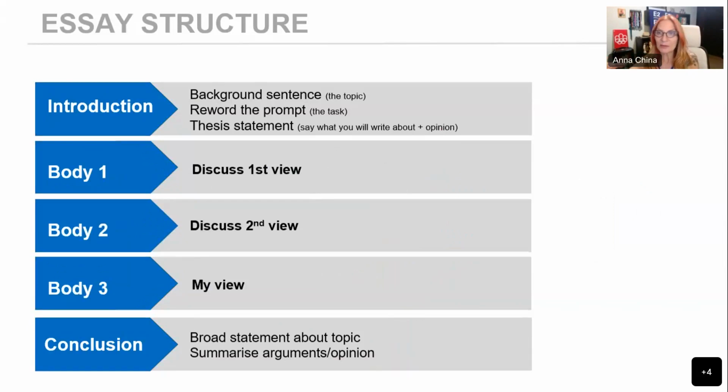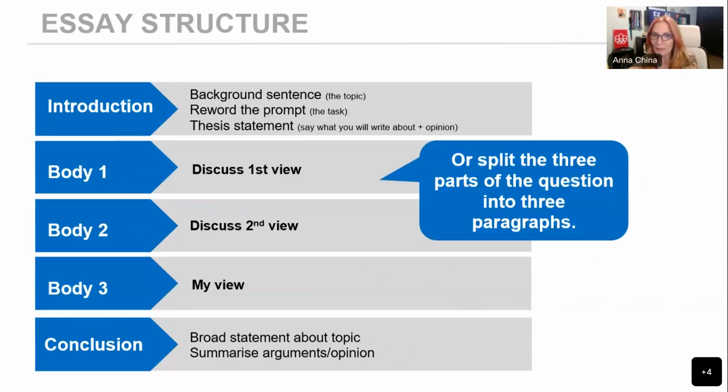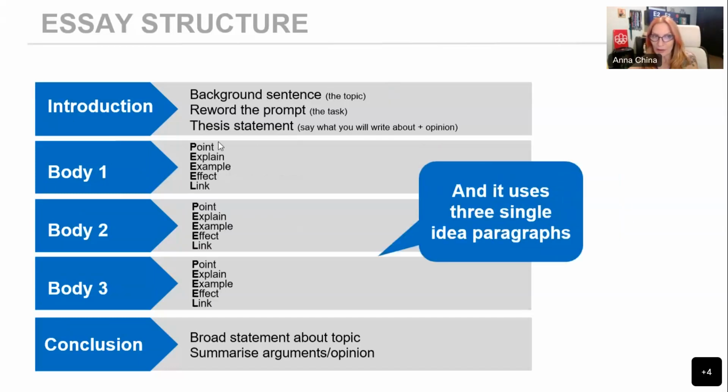So add, let's suppose, five paragraphs. Discuss the first view, discuss the second view, and then develop your own view to discuss in the third body paragraph. Now, how do we write the body paragraph? This is the structure that I propose. You make a point, you explain, you cite an example, you write an effect, and then you link.